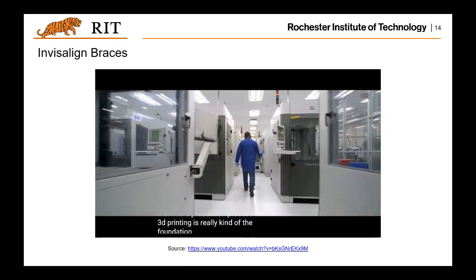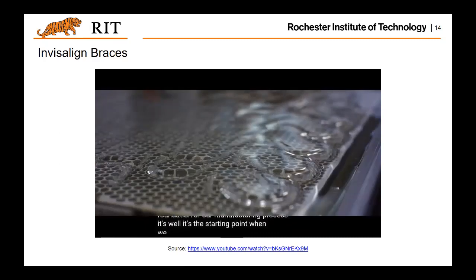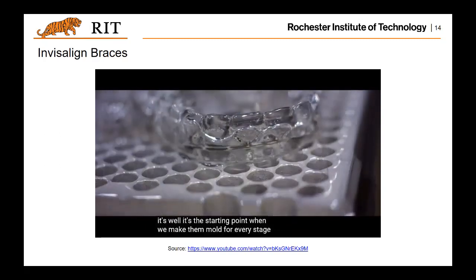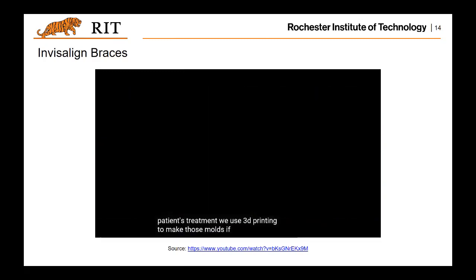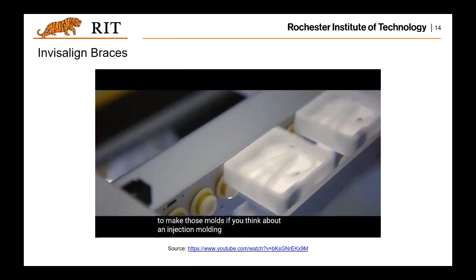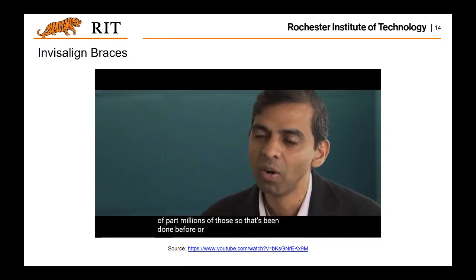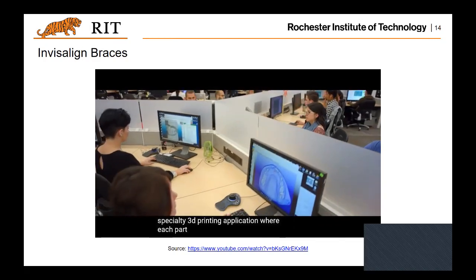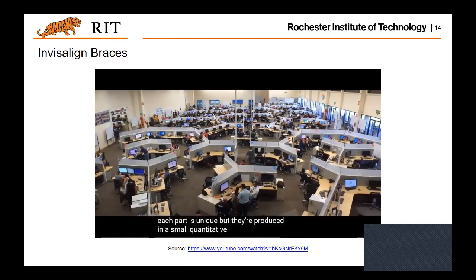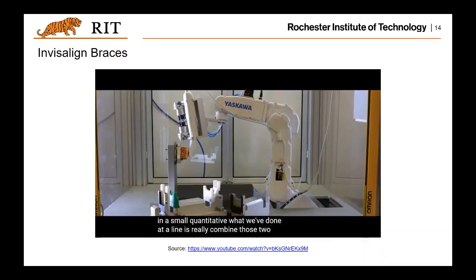3D printing is really kind of the foundation of our manufacturing process. It's the starting point. When we make a mold for every stage of a patient's treatment, we use 3D printing to make those molds. If you think about an injection molding type of process, where we're only producing the same type of part, millions of those, that's been done before. Or you think about a very specialty 3D printing application where each part is unique, but they're produced in a small quantity. What we've done at Align is really combine those two.